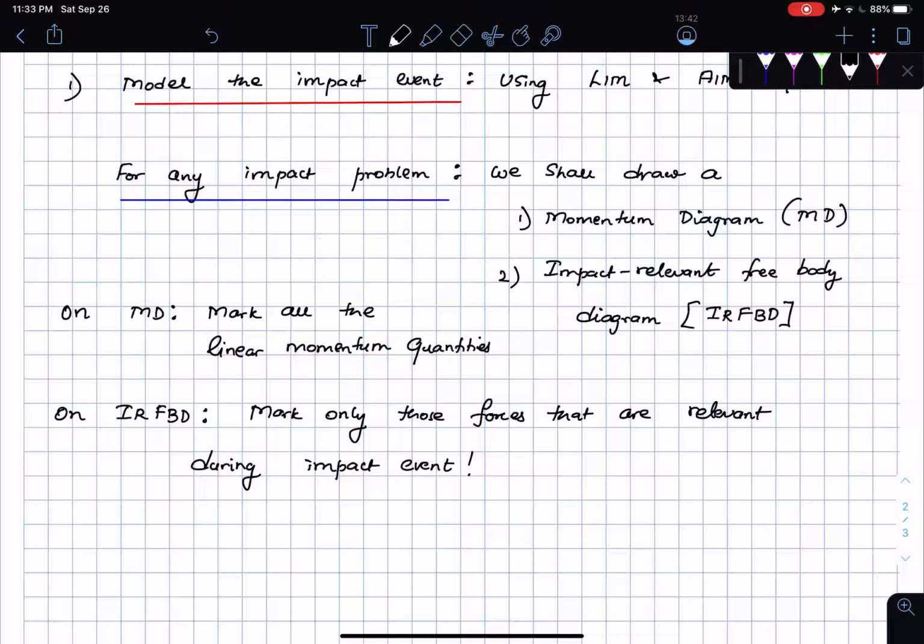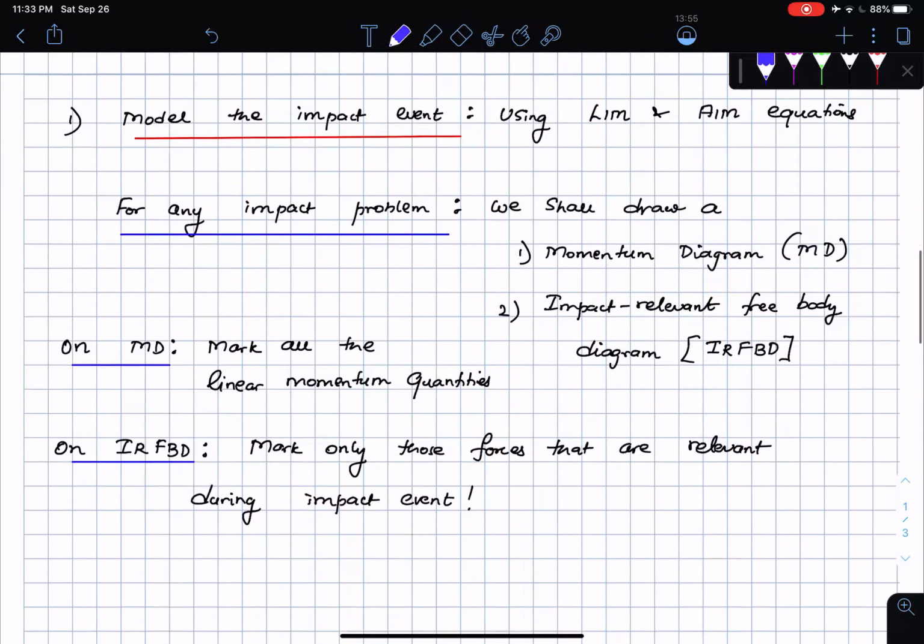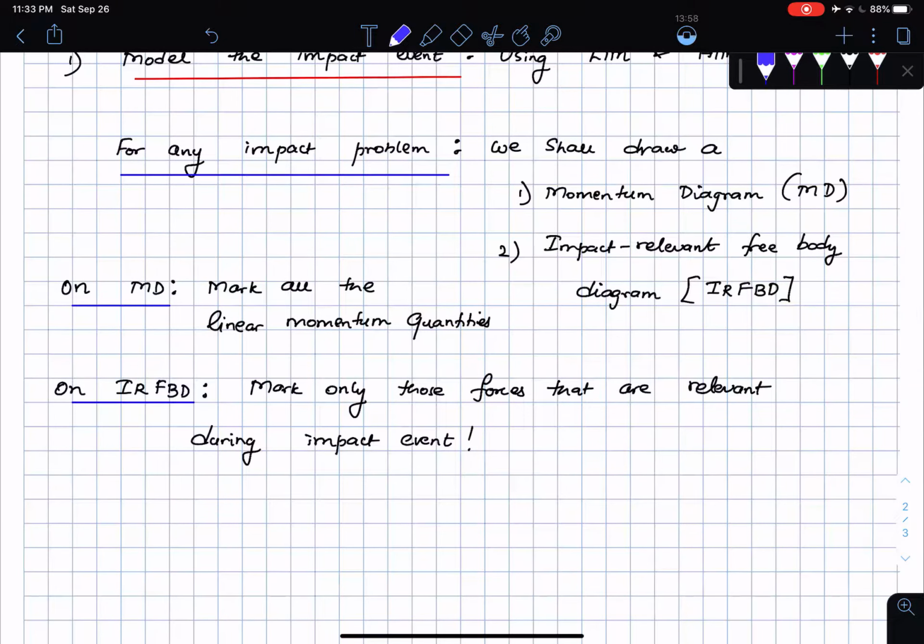Okay, so that's typically what you're going to be doing, and I'll be talking a little more on what we will be doing in the impact relevant free body diagrams and so on. But first, one more thing that I want to say is the impact event itself.